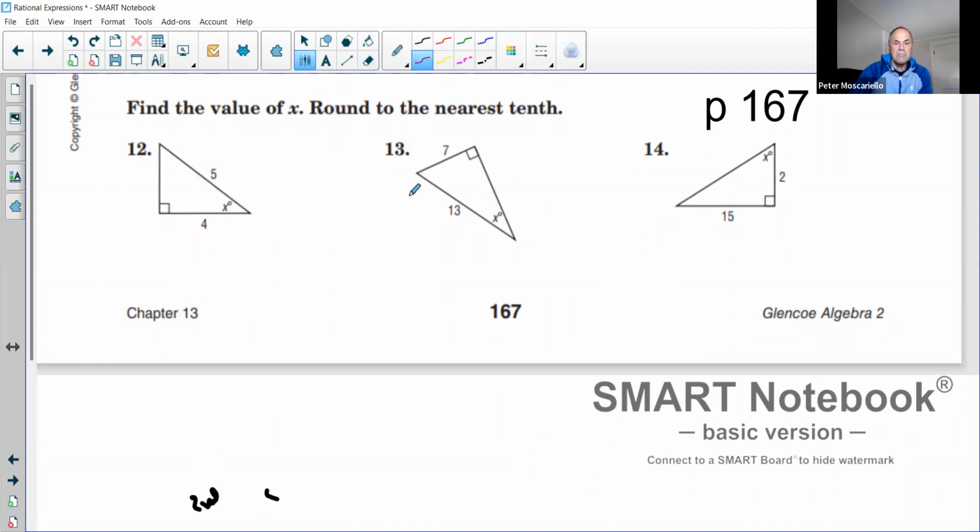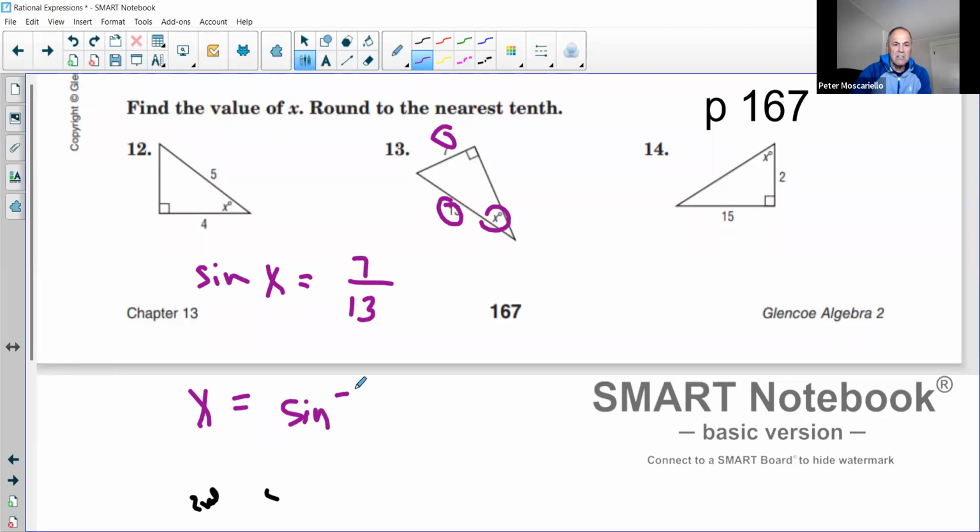So number 13, for this angle, what do you have? You've got opposite and hypotenuse. So that's sine. You write sine of x, write the equation, opposite over hypotenuse. So x equals the inverse sine of 7/13. On my calculator, I do 7 divided by 13.